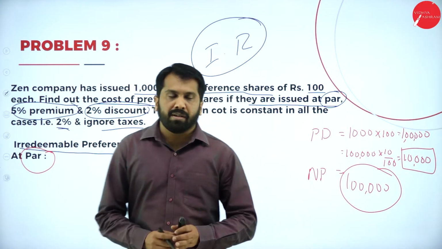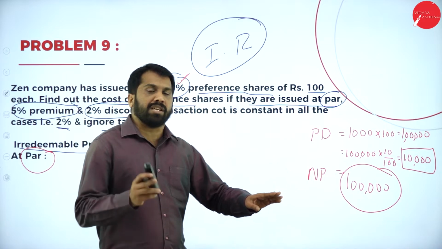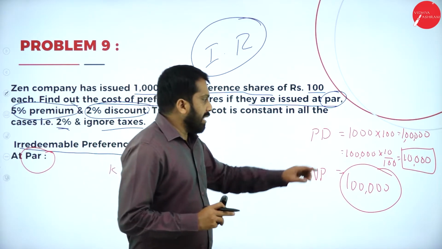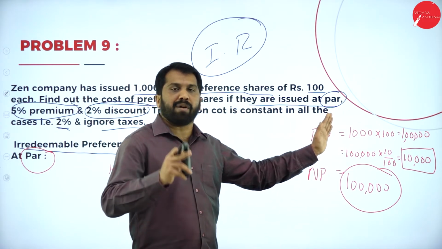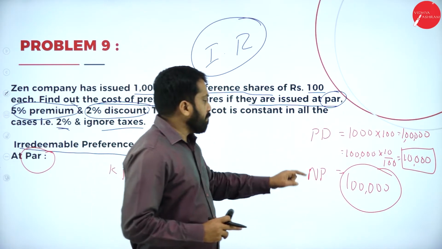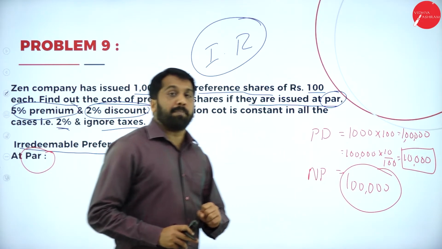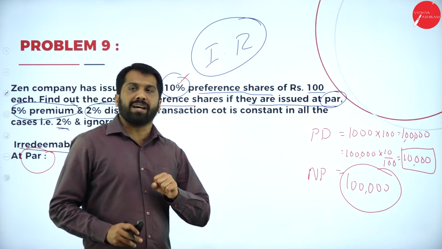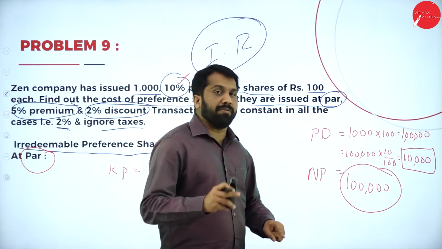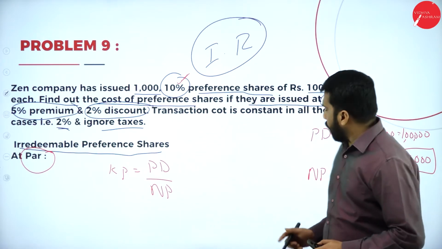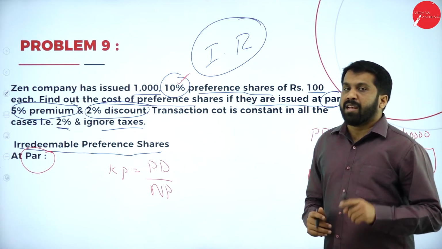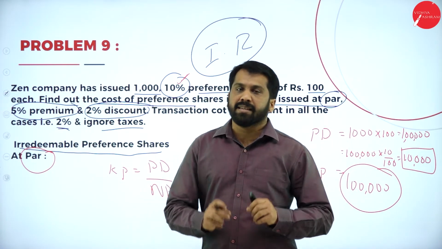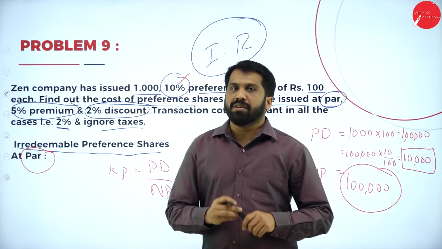Now, remember that the dividend will not change, even though it is par, even though it is premium, even though it is discount. The same dividend for all 3: par, premium, discount. But net proceeds will change. Now, par means what? Actual value. If it is premium, then to the 1 lakh you are supposed to add. If it is a discount, then from the 1 lakh you are supposed to subtract. This is information you are supposed to remember.